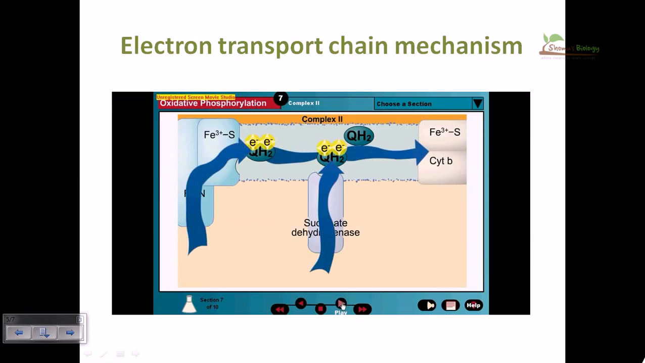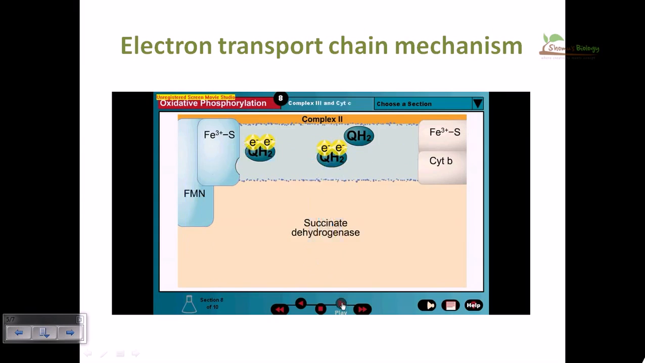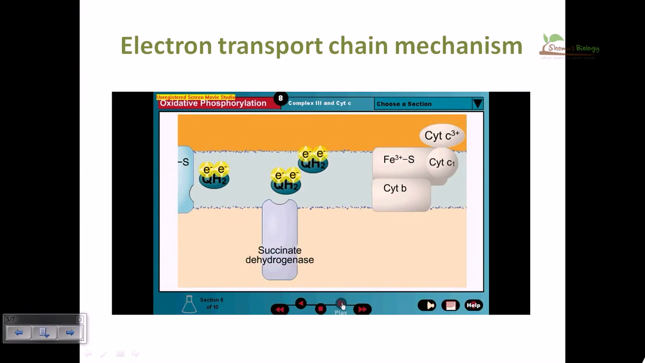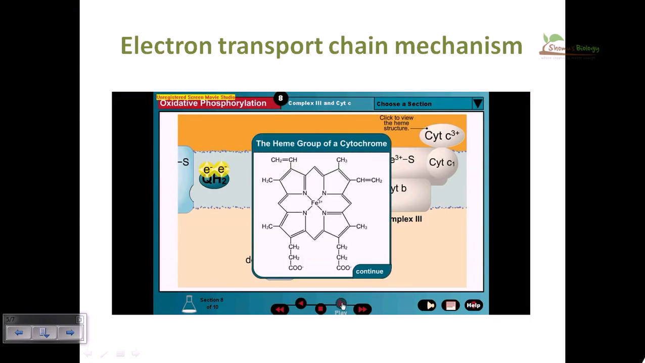Reduced ubiquinone next shuttles its electrons to the mobile carrier cytochrome C through the action of complex 3. Cytochromes are proteins containing a characteristic heme group. Members of the cytochrome family contain a characteristic heme group that consists of a porphyrin ring surrounding a central iron atom. The iron cycles between oxidized and reduced states as electrons are passed.